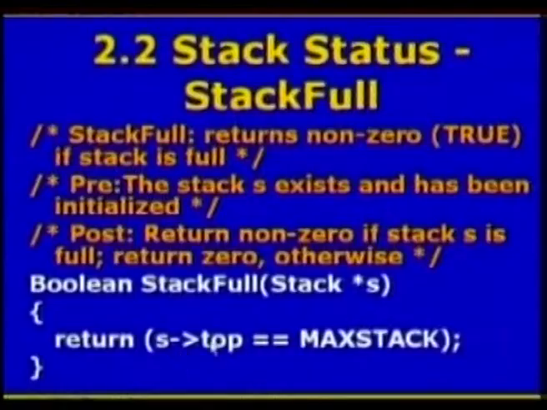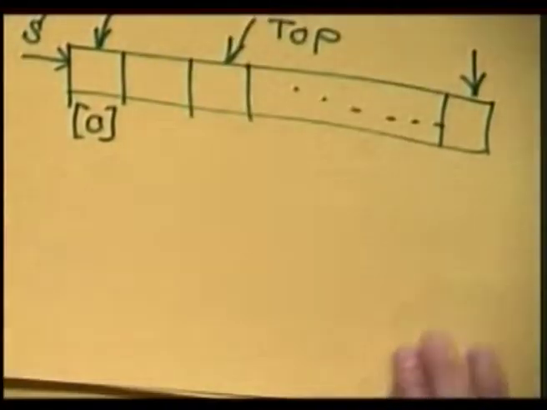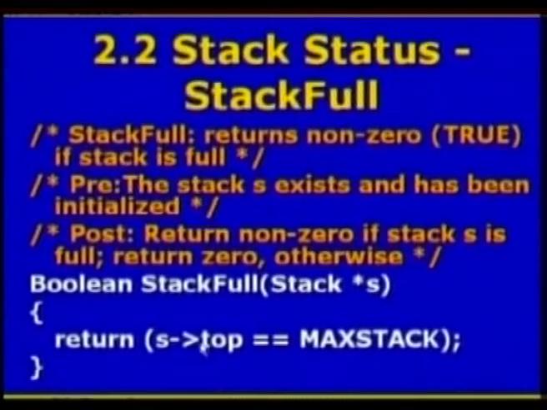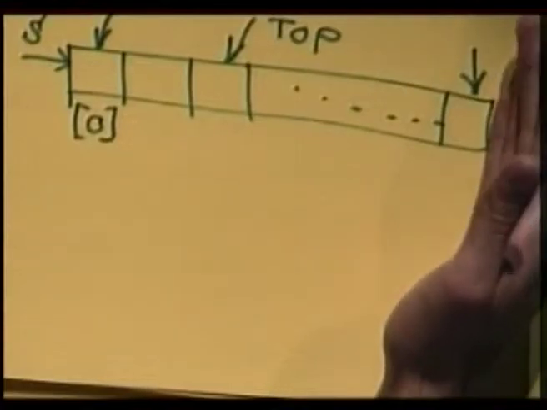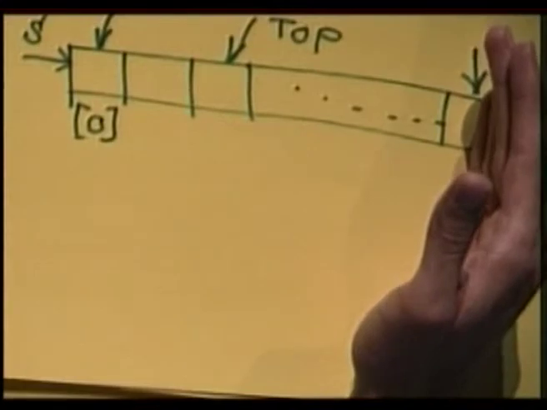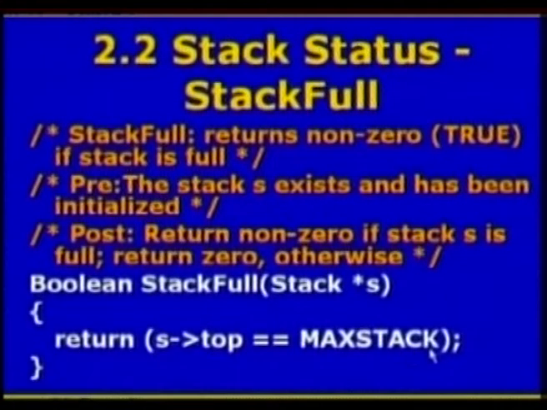Okay, what do I return? I'm just going to make a check. Does top of stack point here? If it points here, that means the stack is full. Yes. So if S arrow top equals max stack, that's the maximum size of the stack, which is here, then yes, I'm full. So return true, return 1. Otherwise, if the top of stack does not equal this, then the outcome of this expression is going to be 0, and that means the stack is not full.